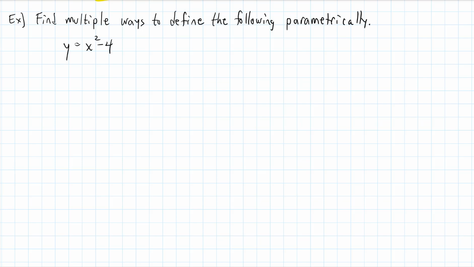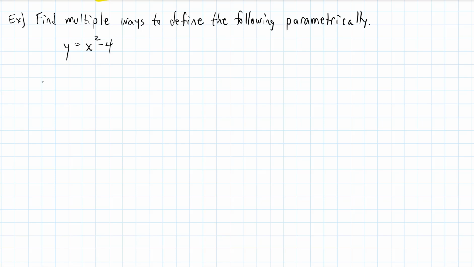So that's why I say find multiple ways to define the following parametrically. And there's lots of answers here. I'm just going to talk about a few of them just to give you a feel for what's going on. So what I want to do here is introduce a parameter, and I want my parametric equation to have the same graph as y equals x squared minus 4. I want this relation to be the same. I just want to define it parametrically.